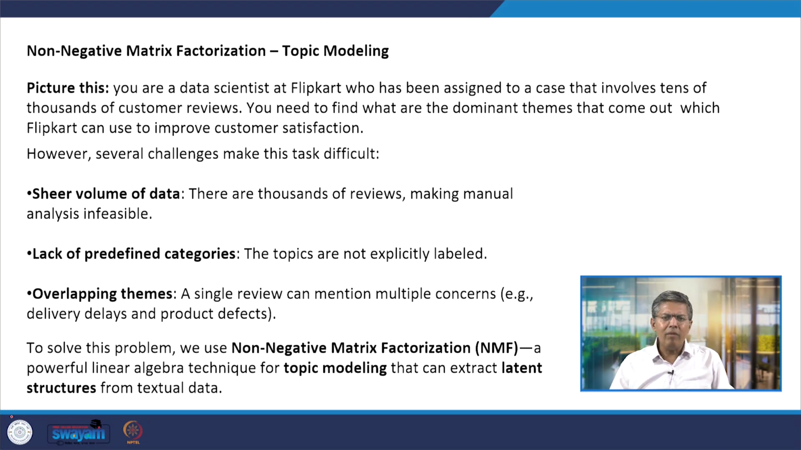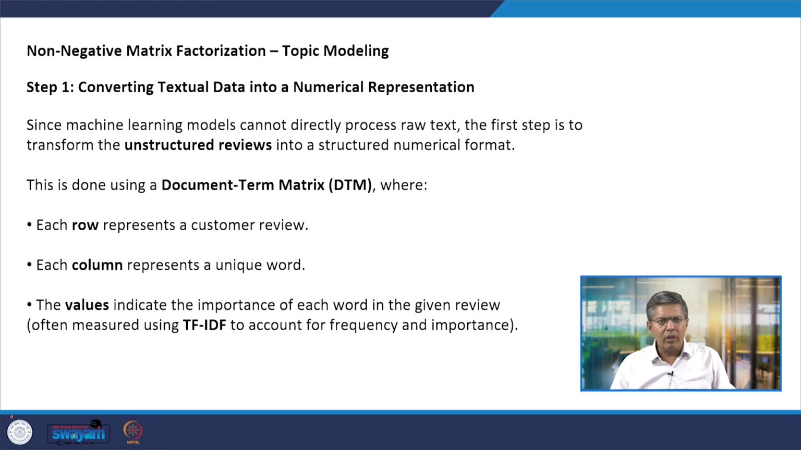To solve this problem, we will go for a new approach, the non-negative matrix factorization method, or simply NMF in the future. NMF is a powerful linear algebra technique for topic modeling that can extract latent structures from textual data. Latent means hidden structures, structures that are not open or visible. You can find those structures with the help of NMF. Now, how do we go about it, what is the process? It has some steps.